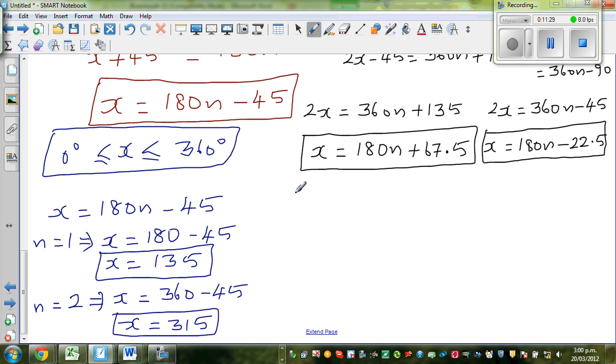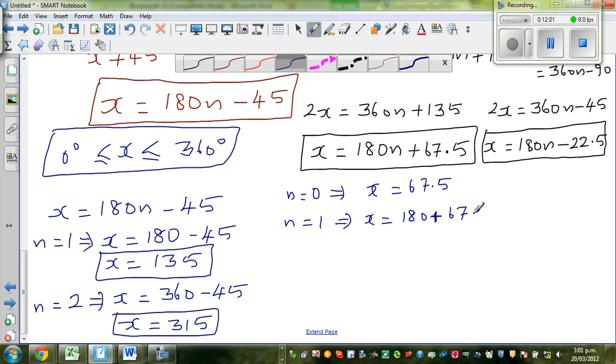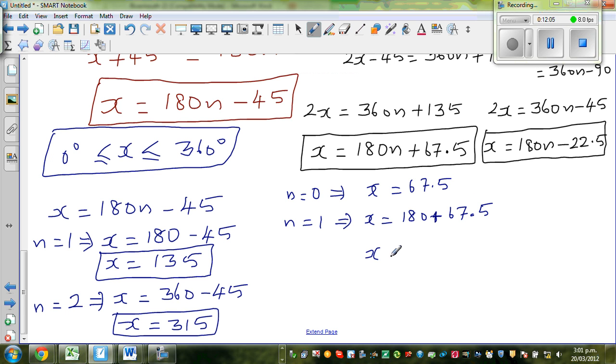So let us take n here. If n is 0, your x would be 67.5. Okay, so this is one option. When n is 1, what will happen? X would be 180 plus 67.5, which is 247.5. So this is the third answer, and this is your fourth answer.